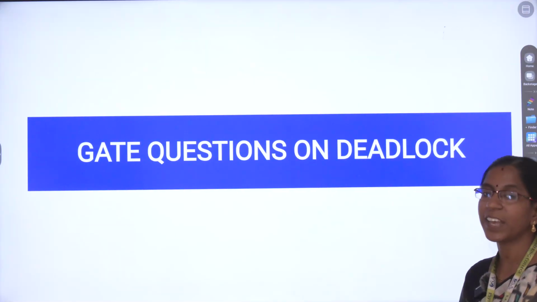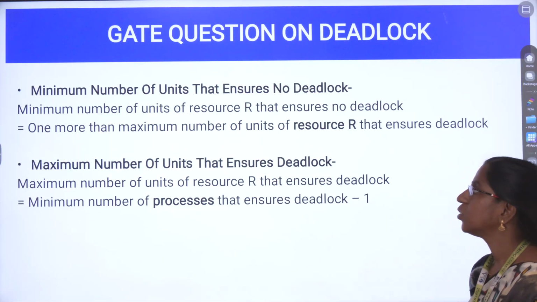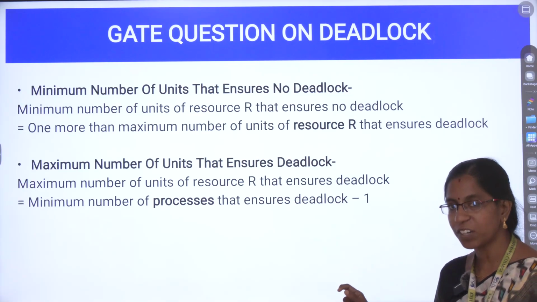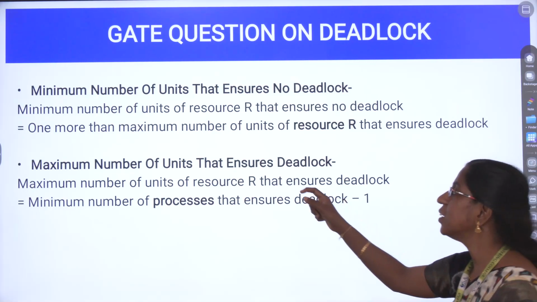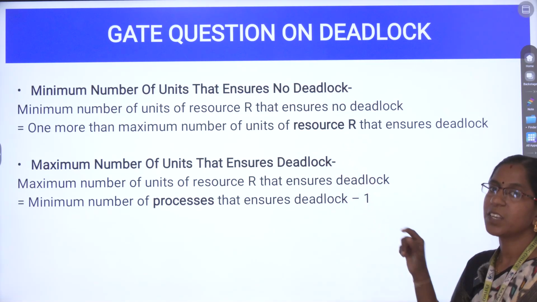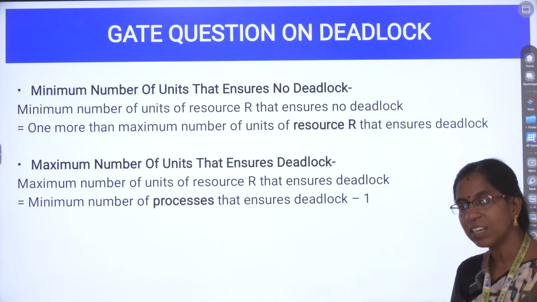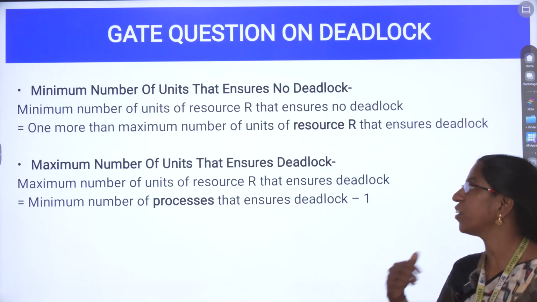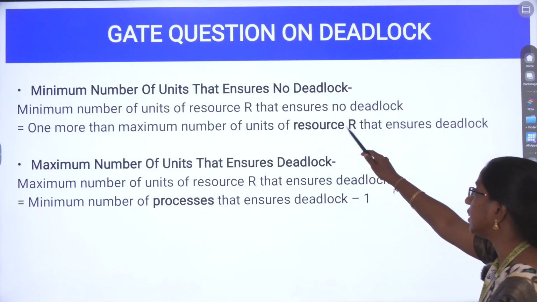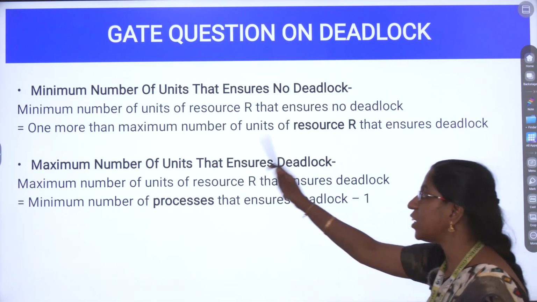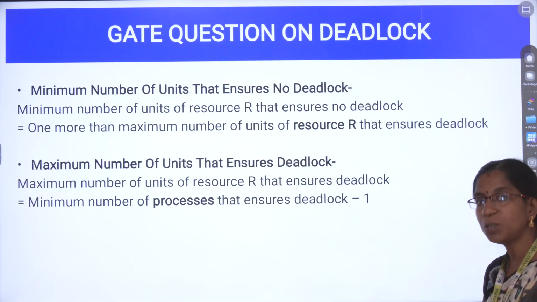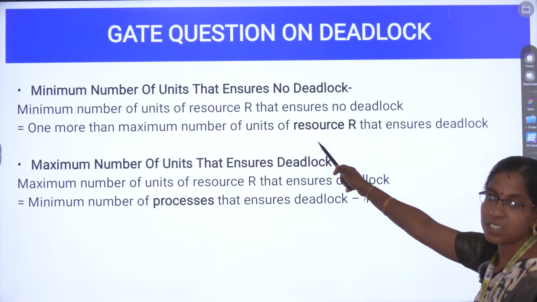Next we move to GATE questions on deadlock. Before moving to the questions, we have to concentrate on an important point. There are two types. One is the minimum number of units that ensures no deadlock. If processes and resources are given, we have to calculate the minimum number of units. The formula: the minimum number of units of resource that ensures no deadlock is one more than the maximum number of units of resource that ensures deadlock. So we have to add one more unit of resource.